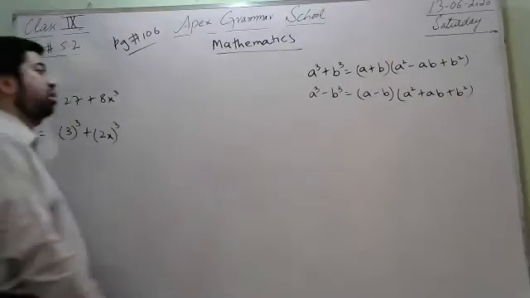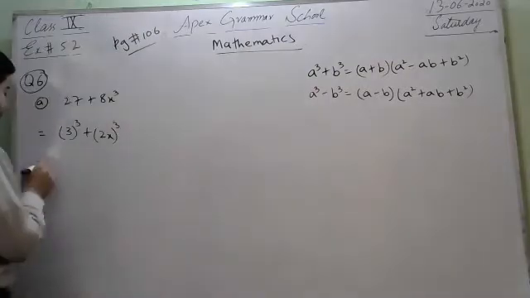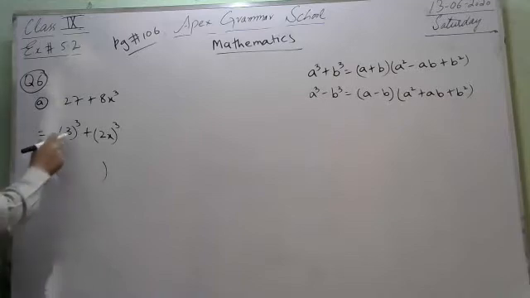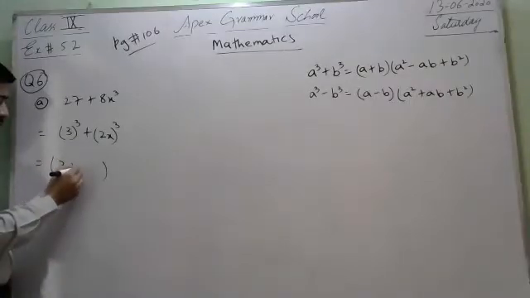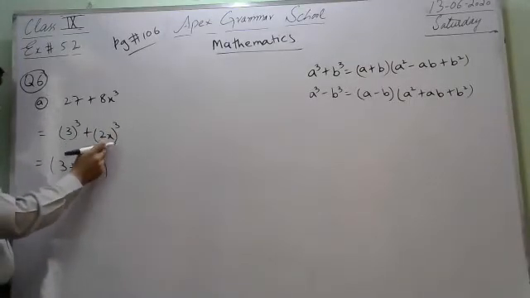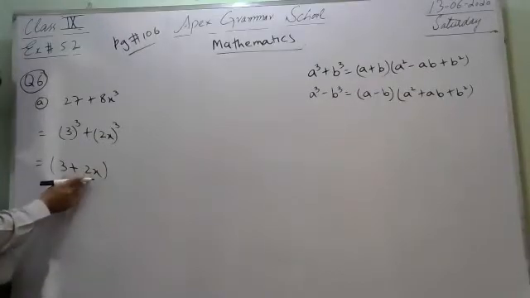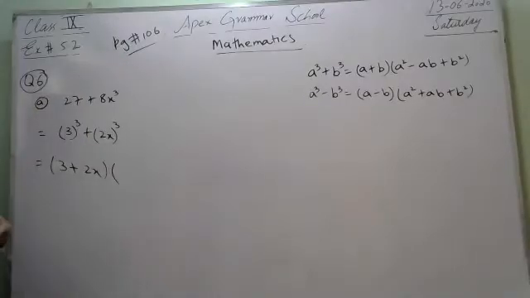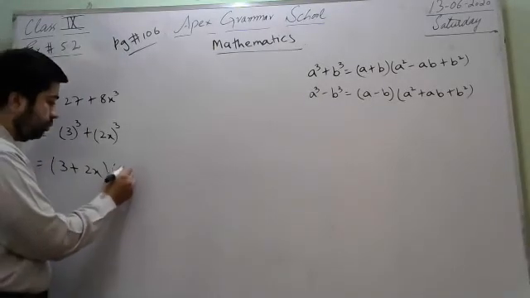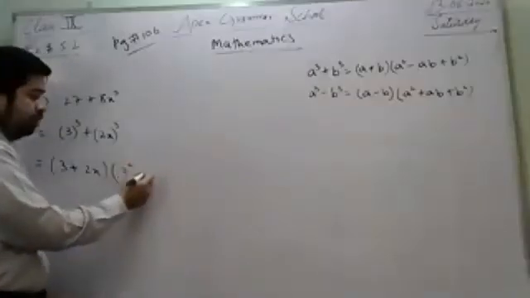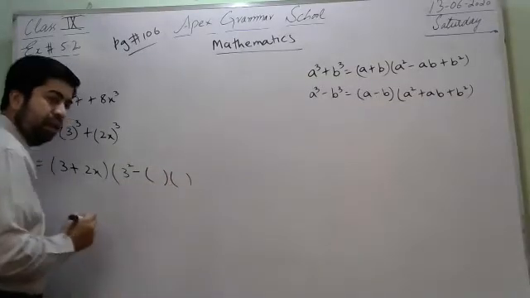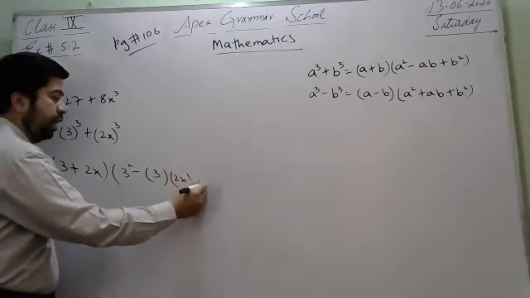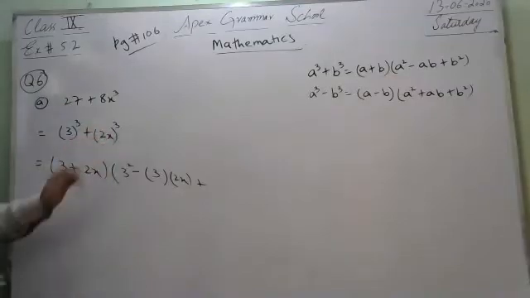First is a plus b, so you must write a plus b. What is a? Beneath this cube, this is a, so first write a, which is 3, plus, and beneath this cube, this is b. So this was a plus b. After that, a square, that is 3 square, then minus sign, then ab, where a is 3 and b is 2x, and plus b square, that is 2x whole square.